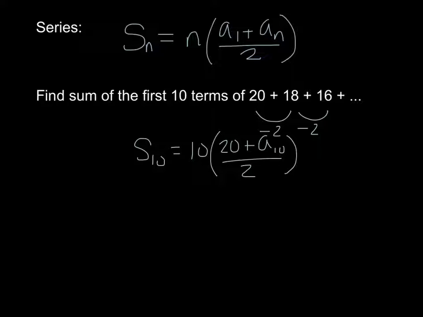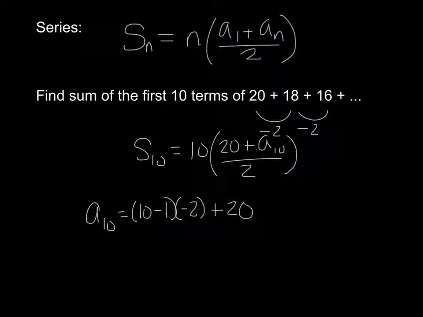So to find a sub 10, we're going to use our formula. A sub 10 equals 10 minus 1 times d, which is negative 2, plus 20, which is our first term. So that just comes from the general rule of an arithmetic sequence.